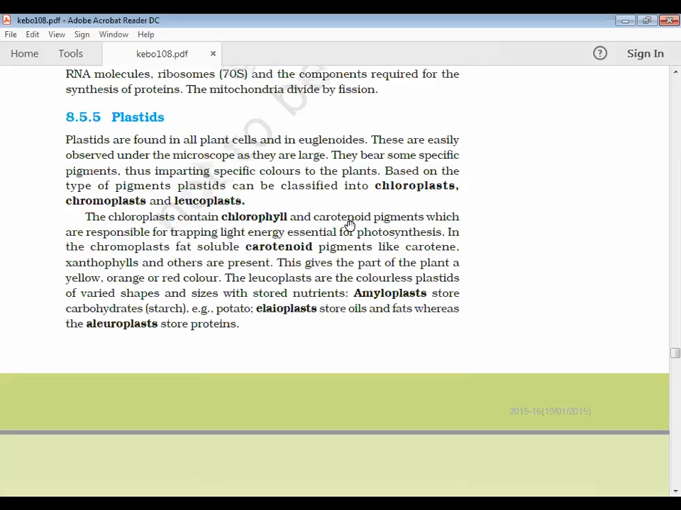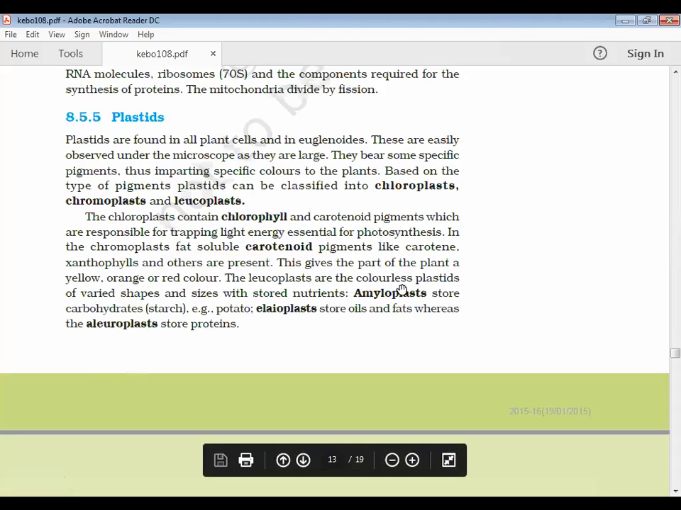The chloroplasts contain chlorophyll and carotenoid pigments, which are responsible for trapping light energy essential for photosynthesis. In the chromoplast, fat soluble carotenoid pigments like carotene, xanthophylls, and others are present. This gives that part of the plant a yellow, orange, or red color.